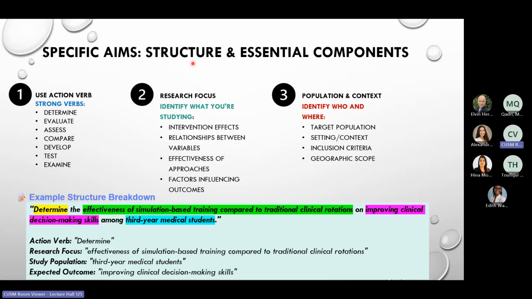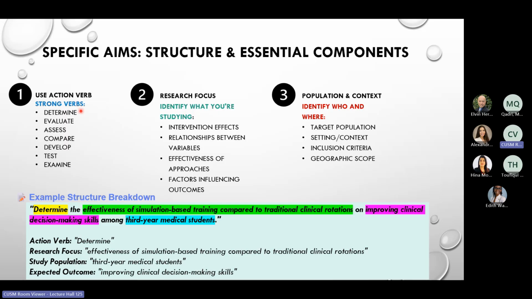In terms of specific aims and the structure and essential components, I've listed three main components here for the specific aim statements. And in the first one, relating to the previous slide, these are action-based statements. These statements are not asking simply for descriptive information. They're asking for some type of activity or performing some type of duty or responsibility in terms of action. And you'll see here that these are very common, strong verbs, action verbs that appear typically in specific aim statements. Every one of these are words that you've used, especially if you've created a proposal in the past or designed a speaking session or a presentation.